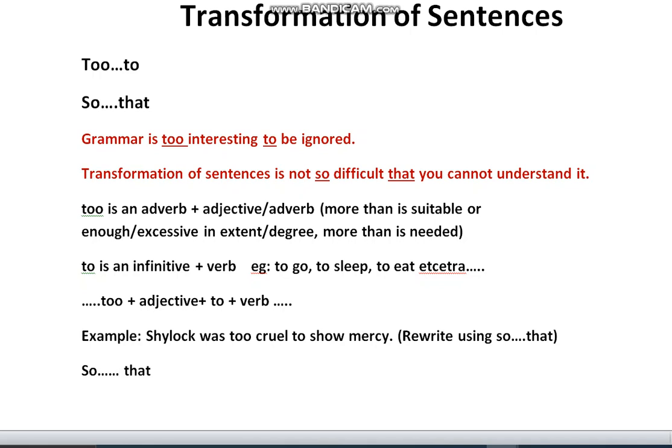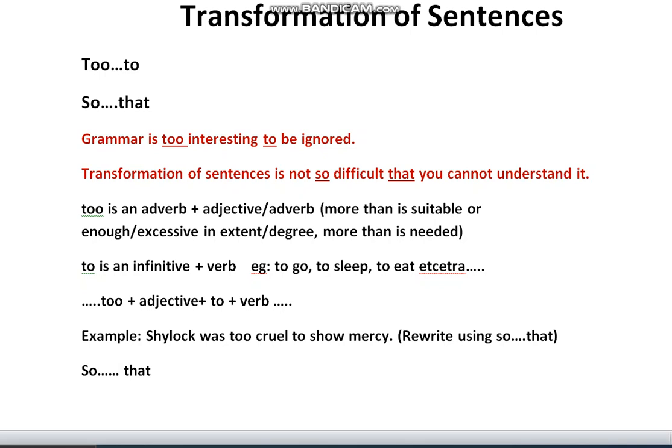A few rules that you need to remember for transforming a sentence from "too...to" to "so that" or vice versa are: A. No commas to be put. Both "too...to" and "so that" should be written without a comma. B. When we convert a "too...to" sentence into "so that", we expand the sentence into two clauses. The first clause should have "so" and the second clause should have "that".